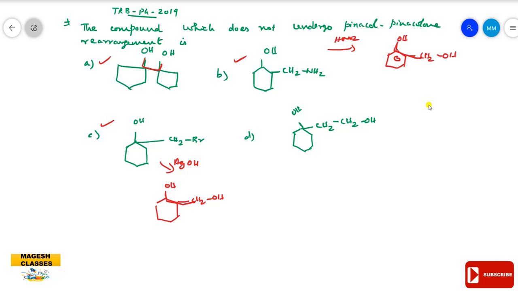So this compound also exhibits Pinacol-Pinacolone rearrangement. See this compound: here the first carbon, the second one, and the third carbon. So a 1,3 diol is present, and a 1,3 diol does not undergo the Pinacol-Pinacolone rearrangement. Only a 1,2 diol is the basic reactant to undergo Pinacol-Pinacolone rearrangement. So this compound does not undergo the rearrangement. So your answer is D. Okay, guys, we have come to the end of this slide. I hope that it is useful to you. Thank you for watching.